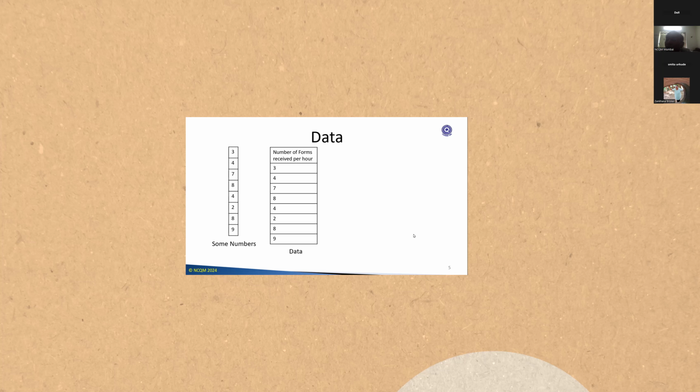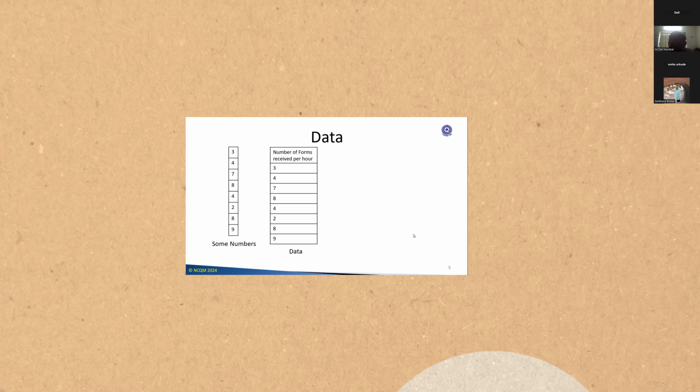So the total is 45 for this number of forms received column, right? And the average is 5.6. Yes, okay, 5.25 it's average. So 5.6 forms per hour, isn't it? Yes, sir. So what we are getting is the statistic, that is, the average based on this data is 5.5 forms per hour.